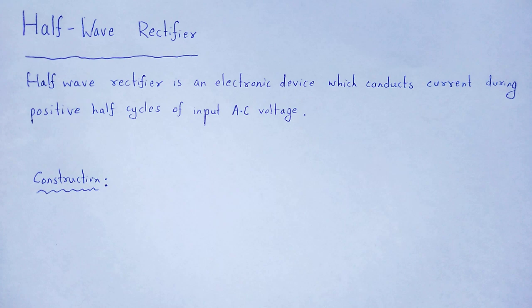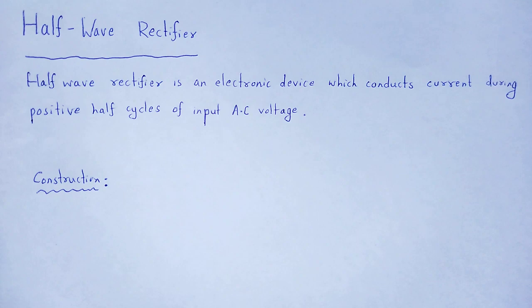Rectifier is a process through which we convert alternating current into direct current.